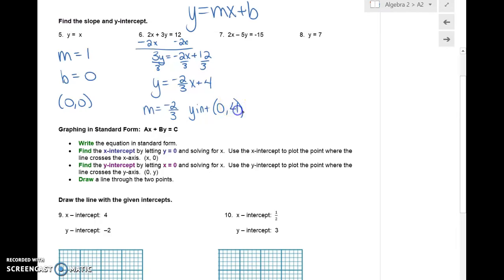I'm writing it like this because that's how your assignment is going to ask you to write it. So a y-intercept of 4 is the point (0, 4). Okay, try number 7 on your own.